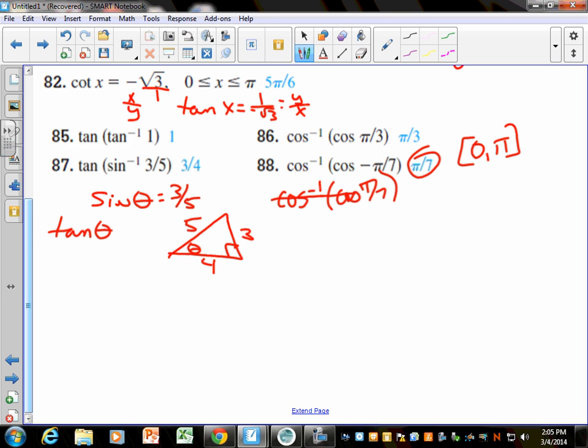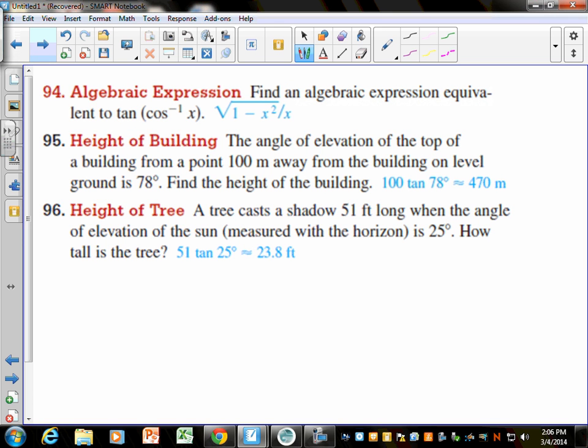And that leads to the next one, 94. It says, find an algebraic expression equivalent to tangent of inverse cotangent of x. Just like that one we just did, the only difference is it's not a number, it's an x value, which means you still draw the picture. And remember, it doesn't matter which one you label as theta as long as you label it right.